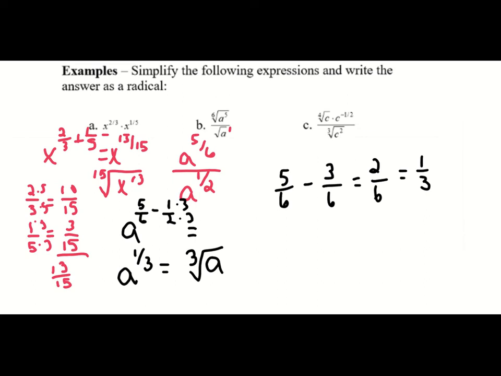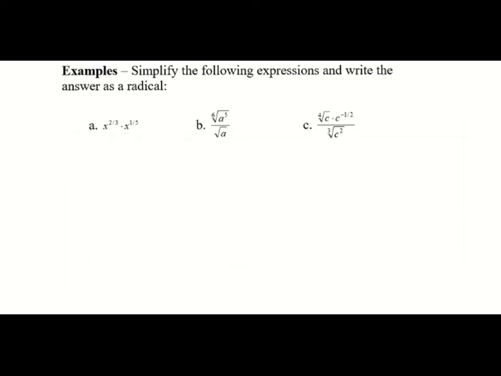All right, now for C, I'm going to move to a clean slide so we can take a look at C. All right, so for C, we have some of our powers in radical form and some in power form or exponent form. Let's put them all in fraction form to start because we have different indexes. So we're going to start off, and I'm going to have C to the 1/4 power times C to the negative 1/2, all divided by C to the 2/3 power.